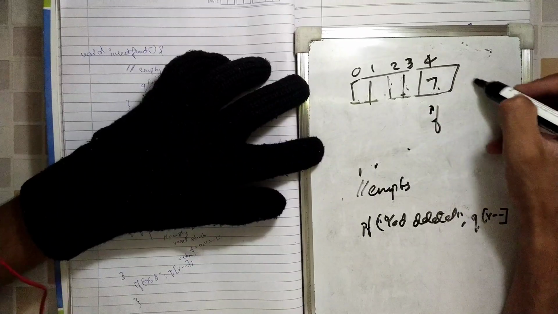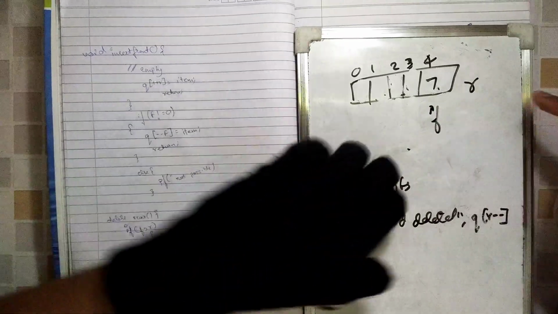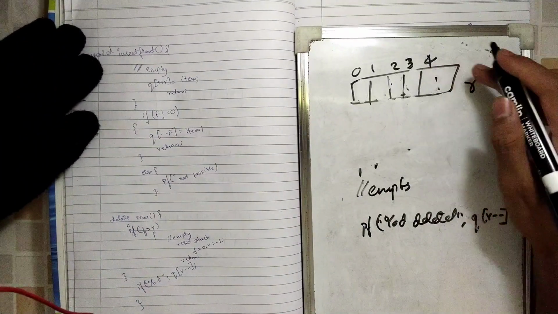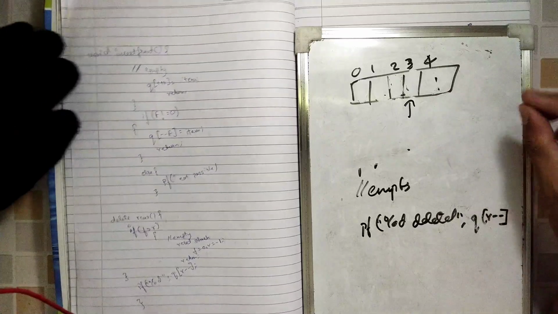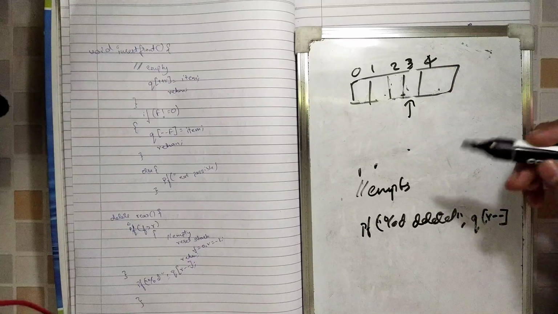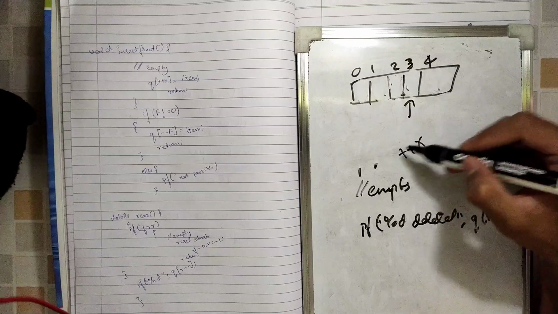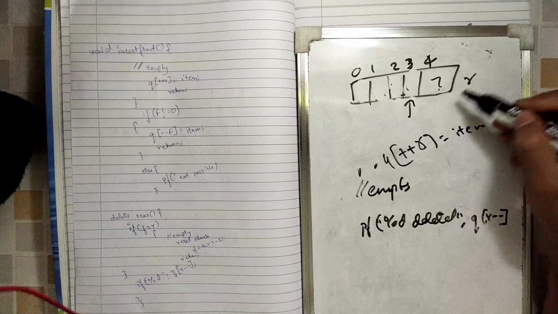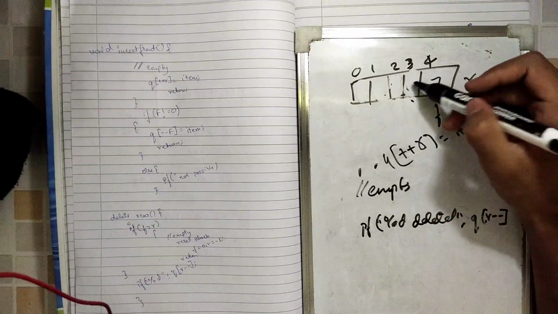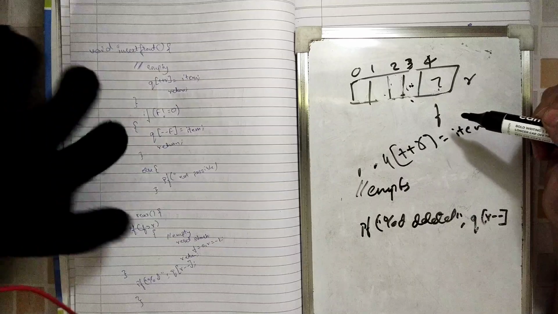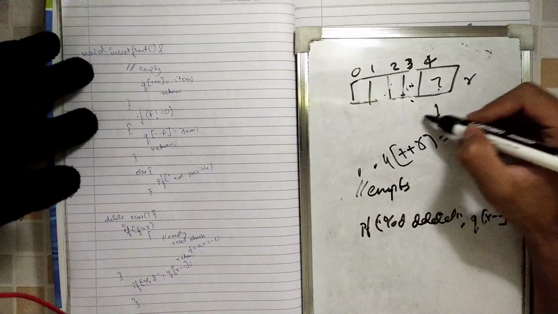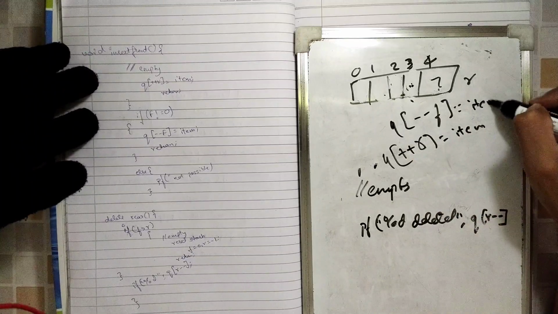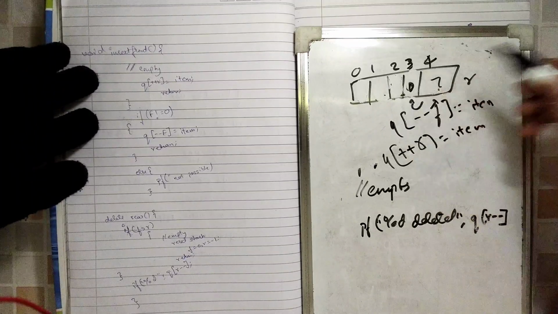Here R is here, so I deleted from R. No need to talk about F, since here we are deleting from R. I deleted this, so my R is here now. Now I can insert again at the same position as in our normal ordinary queue, that is Q of plus plus R equals item. So again my R will go here, but my F was here itself, right? Now I couldn't insert here. That's why we can use this code: Q of F minus minus, F equals item. So my F was here, it will go one step back, and then put the item.